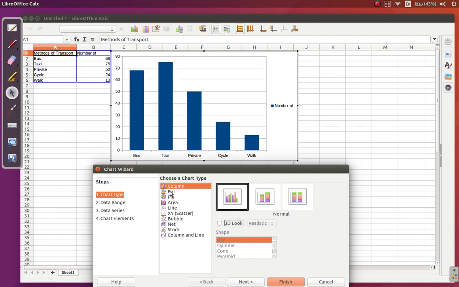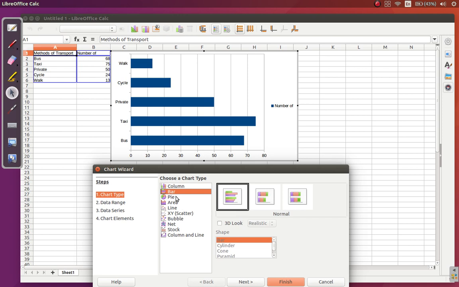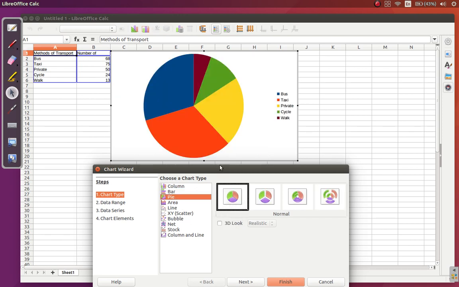Now, you have the pie chart. It's a circle with the angles, the sector angles representing the relative number of each item. So in this case, you have bus, which is blue. So you have the legend here. Blue represents bus. Taxi. You can see taxi is the largest category just by looking. You can tell it very quickly. Private motor vehicles. And you have cycle and walk. Walk is the smallest. Cycle is just a little bit more than walk.